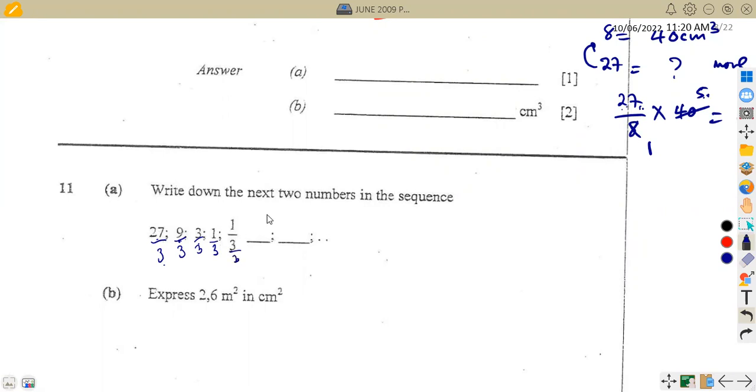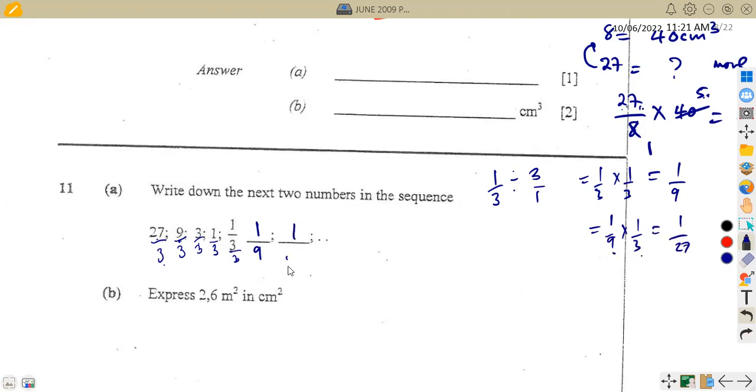So if you divide by 3 here, it is the same as 1 over 3 divided by 3, which is the same thing as 1 over 3 times 1 over 3, because this is same as 3 over 1. So it's going to give us 1 over 9. If you multiply 1 by 1, that's 1, 3 by 3, which is 9. So this one will be 1 over 9. The same thing, you divide by 3. Dividing by 3 simply means multiplying by 1 over 3. So it's 1 over 9 times 1 over 3, which is going to give us 1 over 27. So this one was going to be 1 over 27. Okay, so these are the next two numbers that we have, 1 over 9 and 1 over 27.